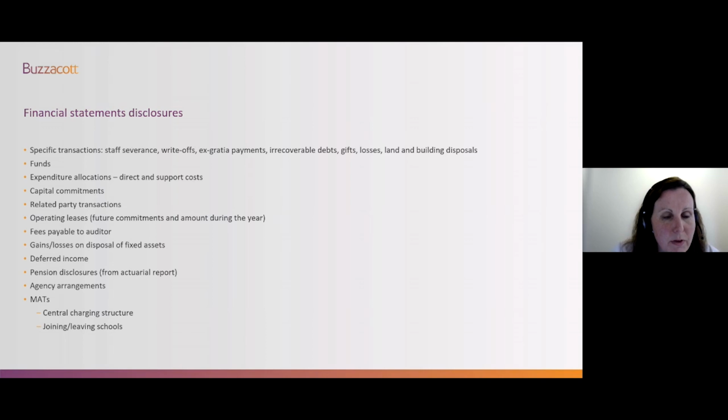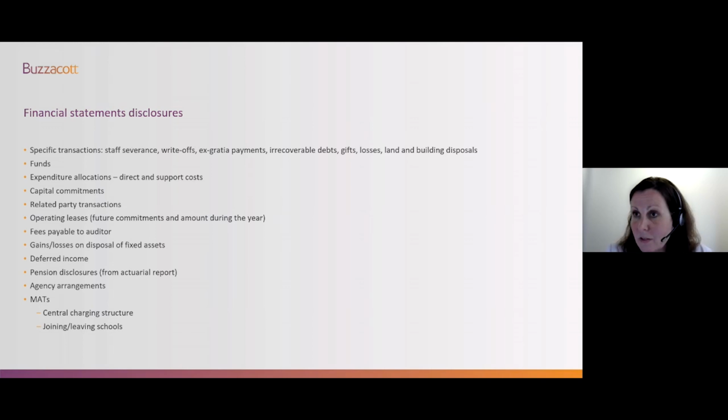Agency arrangements, remember those. So this is things such as the 16 to 19 bursary funds, where you're purely acting as an agent, as a trust, to pass on funding to the pupils. The accounts direction covers this specifically, but you have a disclosure note around those transactions within the notes to the accounts.